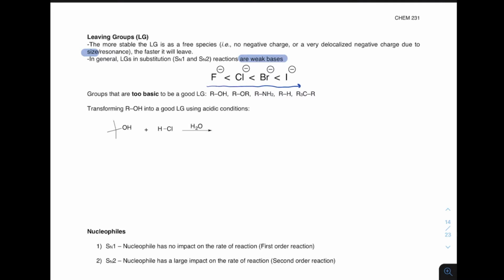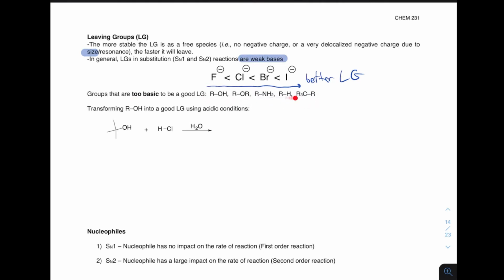Because remember that hydroiodic acid is a stronger acid than hydrofluoric acid, and a stronger acid has a weaker conjugate base. So we can say iodide is a better leaving group.